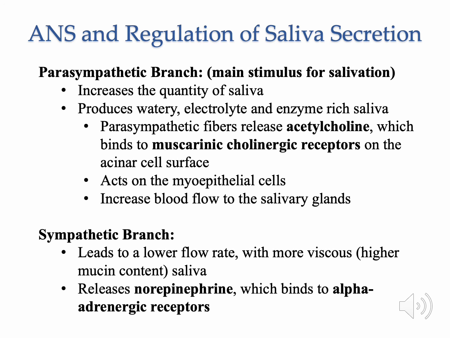The parasympathetic nervous system will also act on myoepithelial cells to stimulate contraction and encourage salivary secretion. It will also increase blood flow to the salivary glands. Now, comparatively, the sympathetic branch doesn't stimulate quite as great an increase in flow, but it increases the viscosity of the saliva. The sympathetic branch works via norepinephrine as its transmitter, and these will bind to the alpha adrenergic receptors.